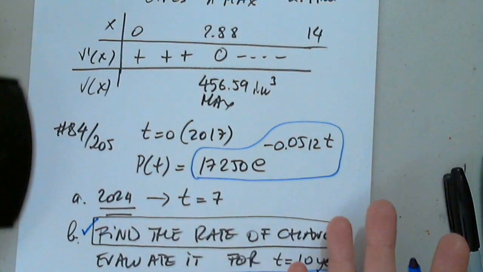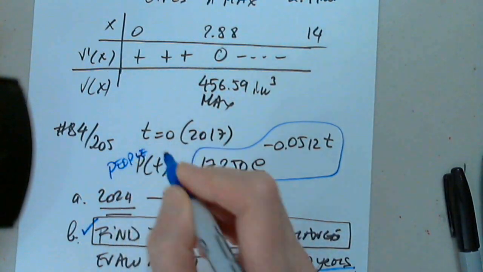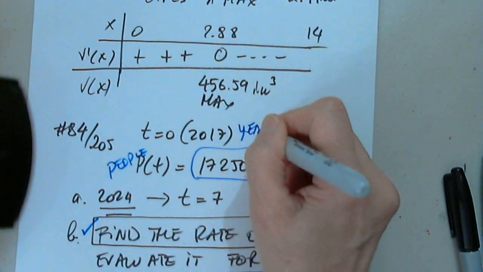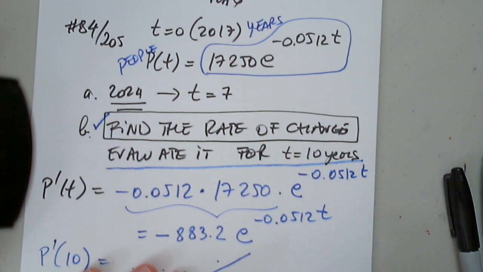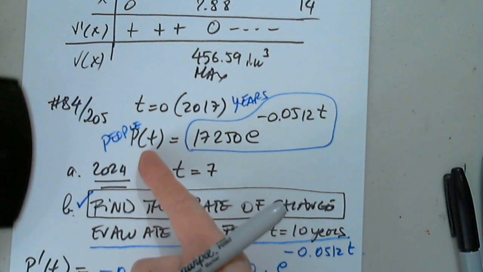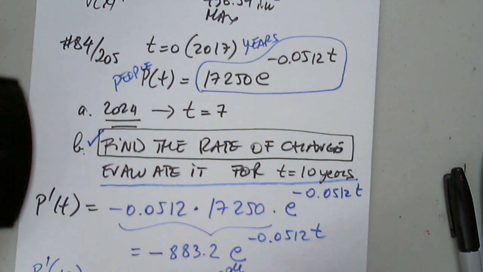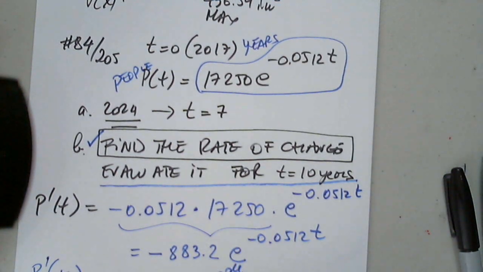Okay, so this is people, and this is years. People per year. Exactly. People, because the function is measured in number of people, and t is in the denominator, so this is per year. Perfect. Now let's put the function in and its derivative, and that's it. That's all I need to do.